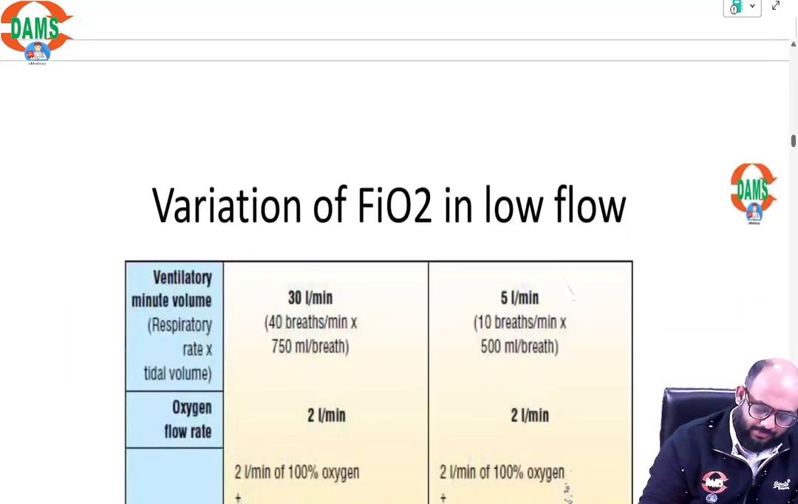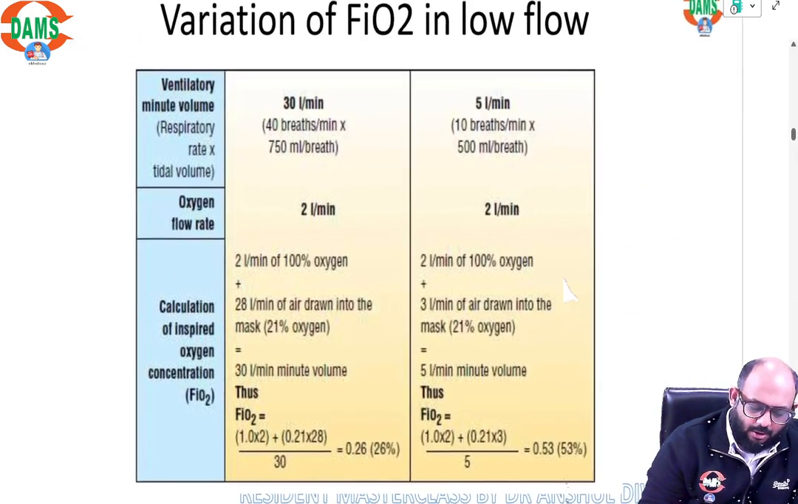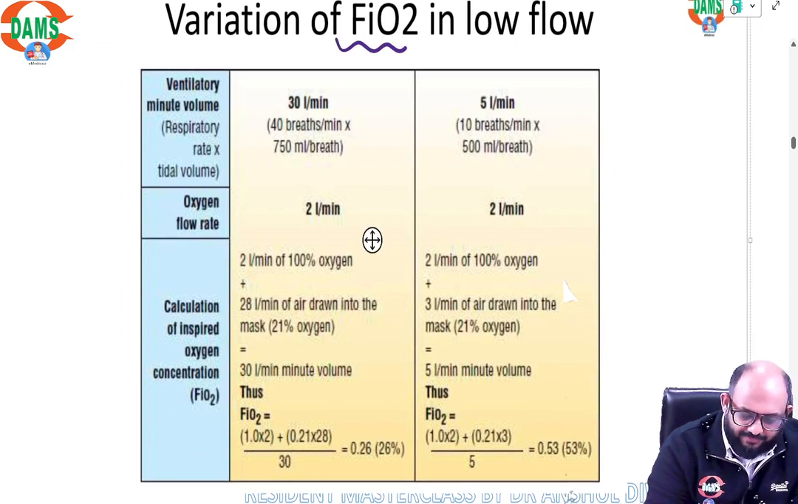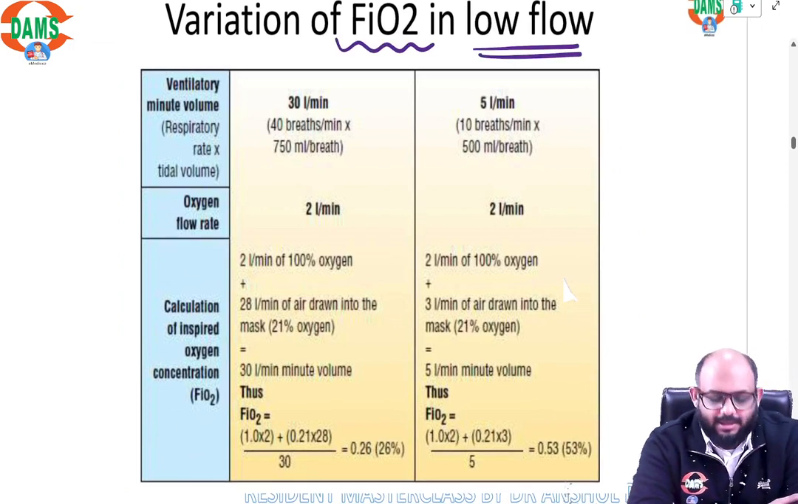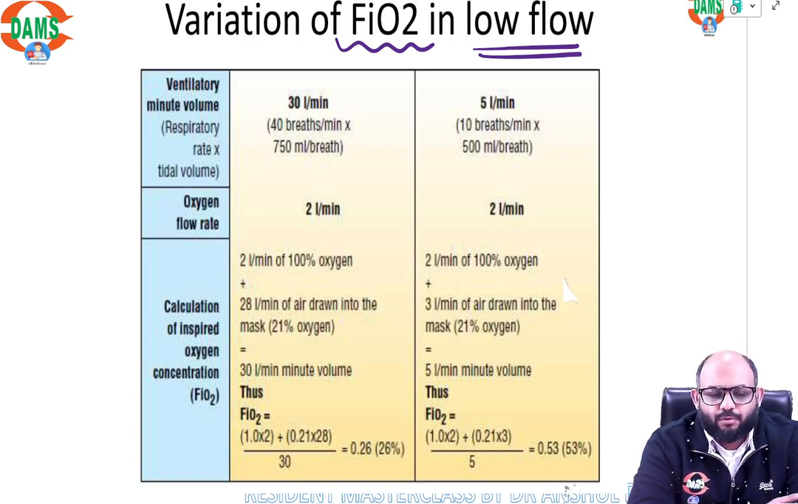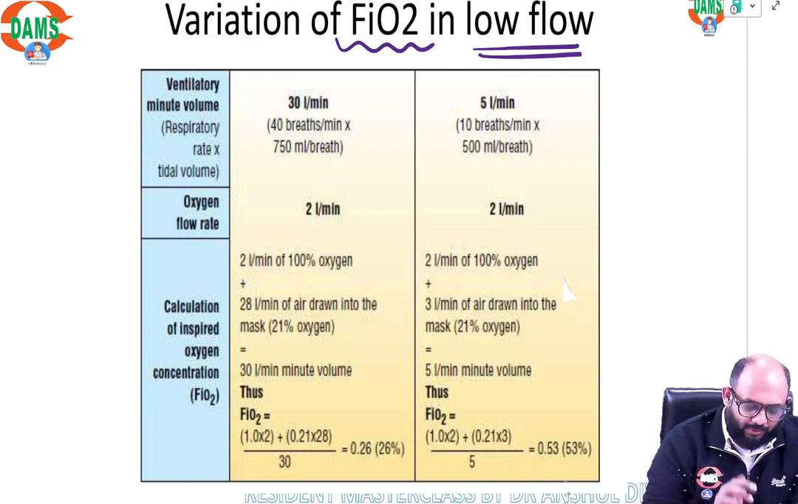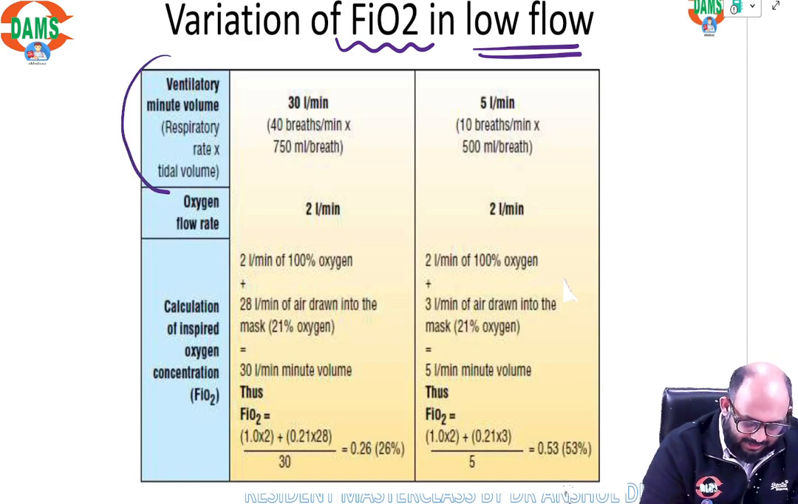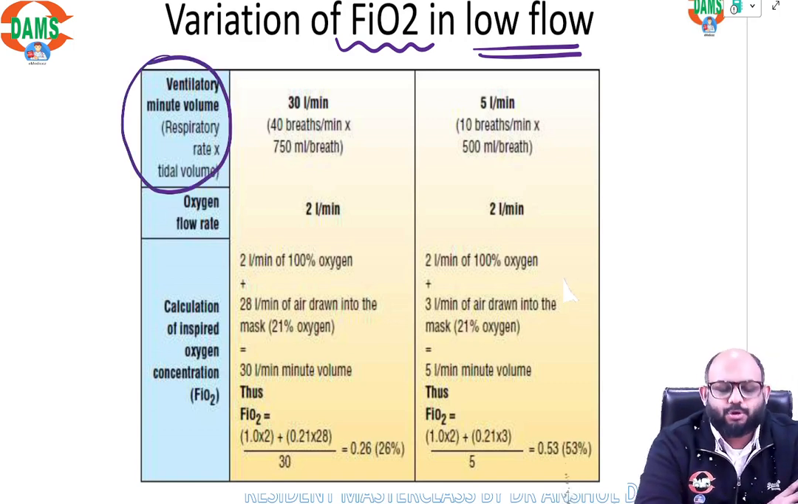Now try to understand how there is a variation of FiO2 in a low flow device. This part should catch your attention because this is what your examiners will expect from you. The moment you utter variable flow and fixed flow device, this is what they are going to ask next. What we are trying to see is the ventilatory minute volume of the patient, that is respiratory rate into tidal volume.